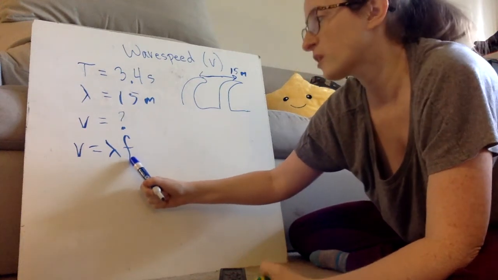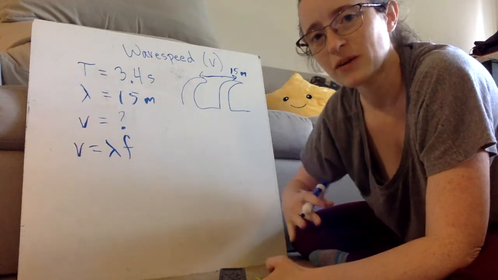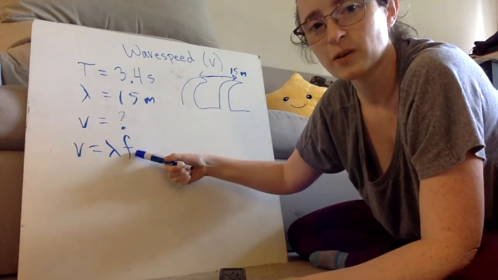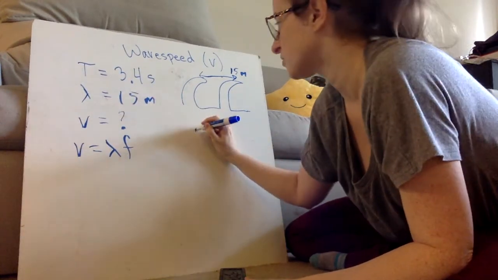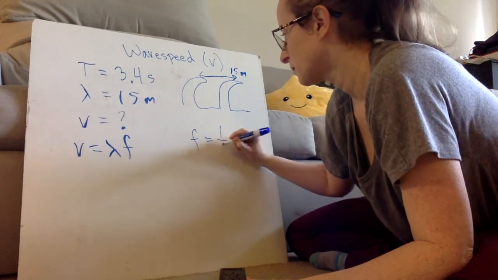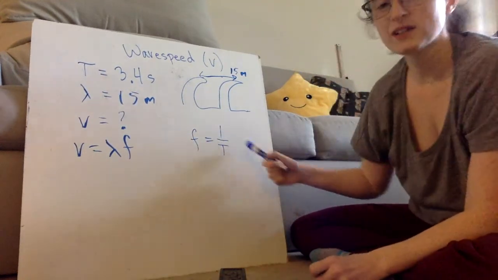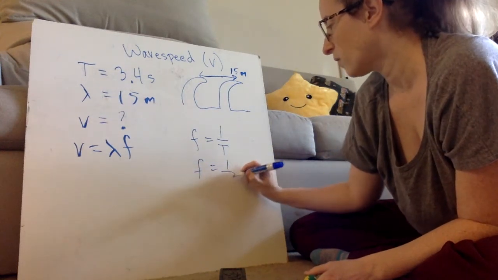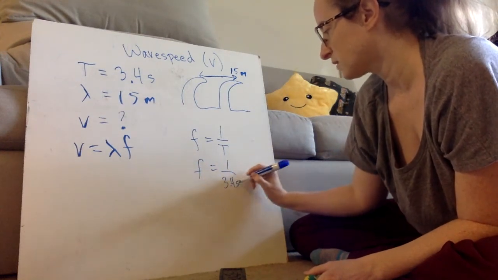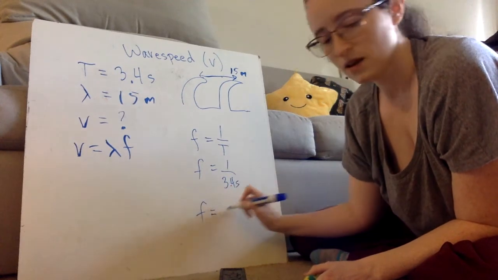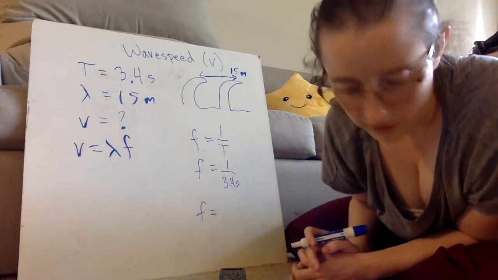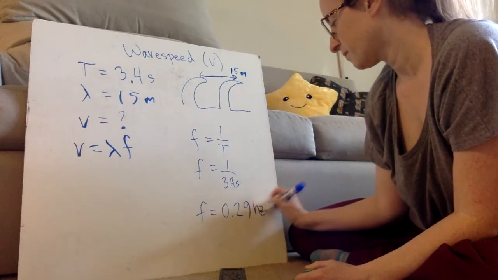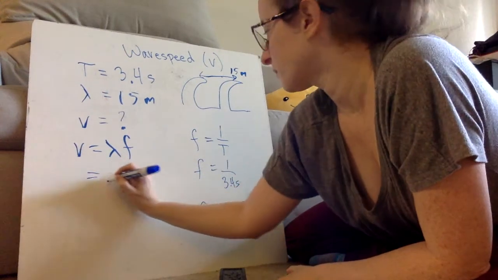But I don't have the frequency. So then I would look at my equation sheet and say, okay, I also have the period though. Is there a way to get the frequency from the period? It turns out there is. The frequency is 1 over the period. And if we plug that in, 1 over 3.4 seconds, we get a frequency of 0.29 hertz.